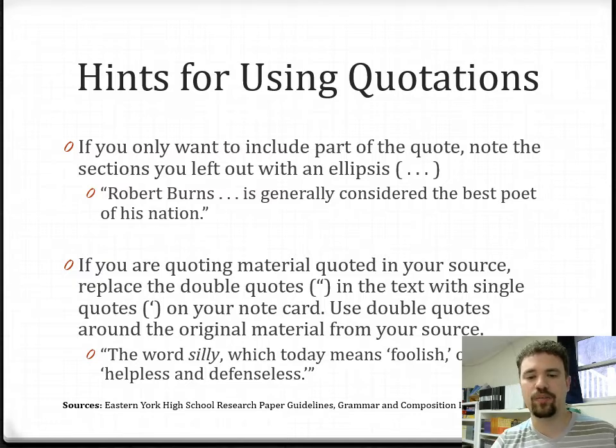Once meant helpless and defenseless. Okay, again, that's in single quotes, which means in my source material, it was in double quotes. So I put double quotes around the information from the source material, and then I put single quotes around anything that had double quotes in the source material. So that would just be if you're quoting something that someone else is quoting, right? And that very likely could happen in your research.